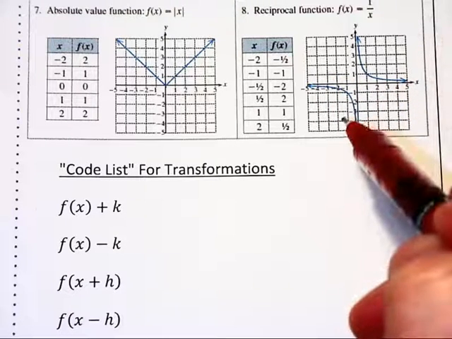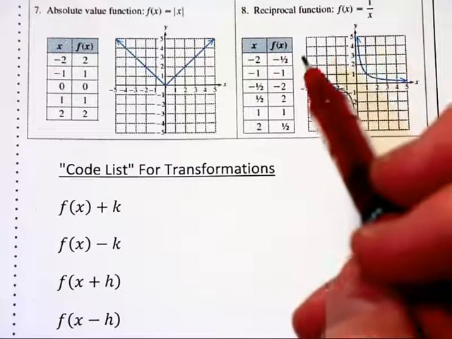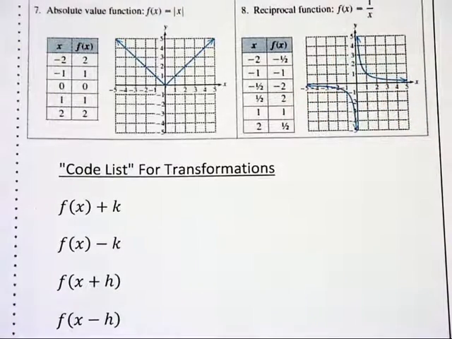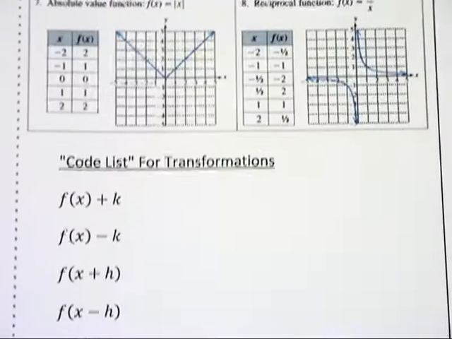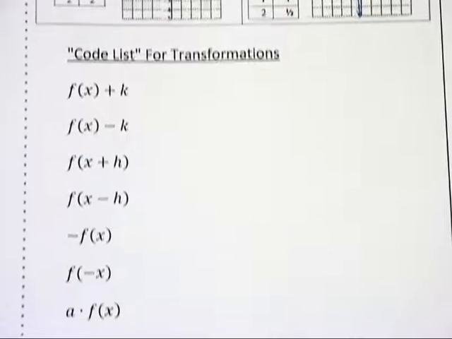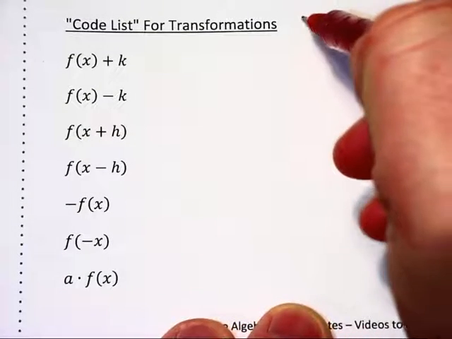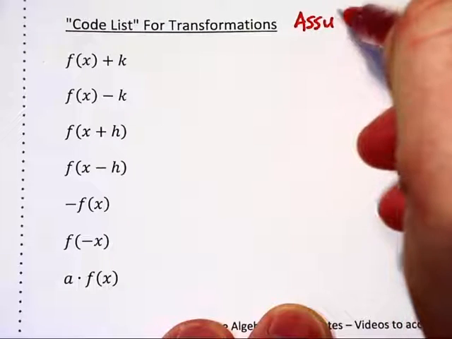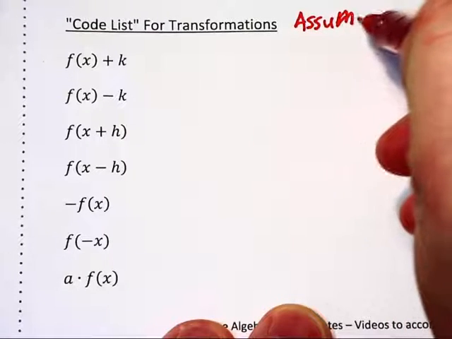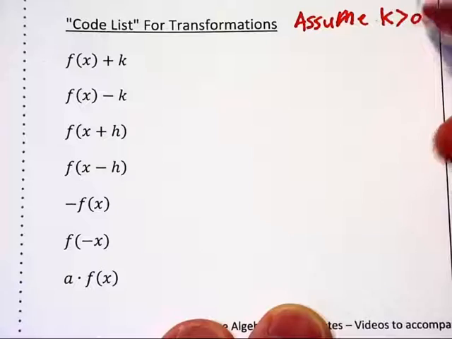The reason you need to know these graphs so well is because they are basically the units that we're going to be shifting left, right, up, and down to create other graphs. Now we've got a code list that pretty much needs to be memorized, and all the values of k here we are going to assume are positive values. Assume that k is greater than 0.